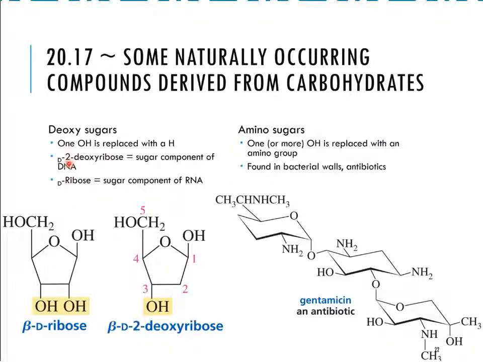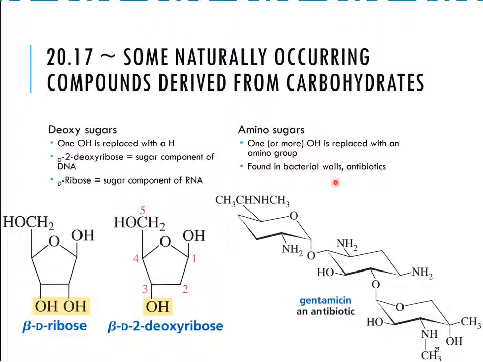So D2-deoxyribose is the sugar component of DNA, and RNA, ribonucleic acid, doesn't have a derivative of the sugar. It's just the ribose in its ring form. So that alcohol on carbon number 2 is still there. That's the big difference between the carbohydrate portions of DNA and RNA, whether or not that alcohol group is there. And then the other one that is naturally occurring are amino sugars.